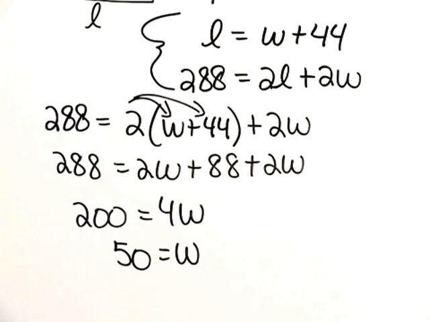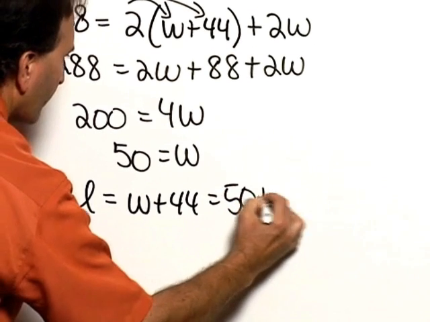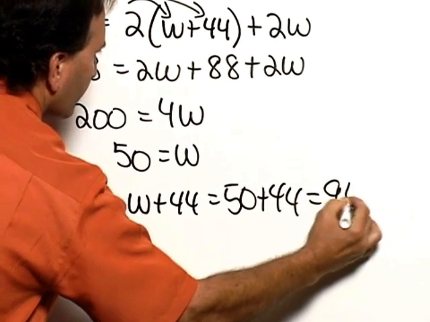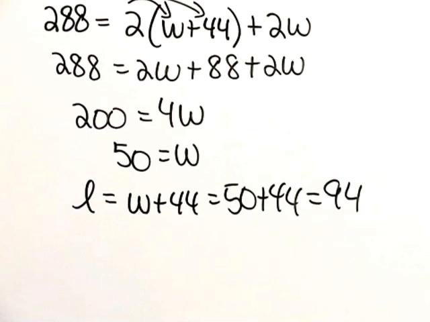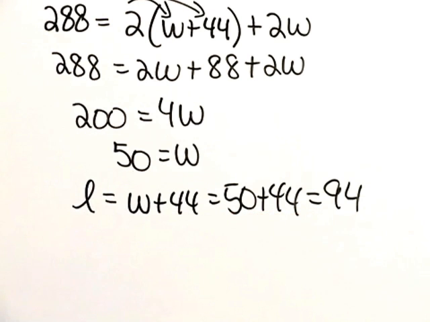So now that we know W is equal to 50, we substitute that back into the equation. L equals W plus 44, so 50 plus 44 gives us a length of 94. Of course, now we check that answer. If we have a width of 50 and a length of 94, the perimeter does in fact work out to be 288 feet, and therefore we know it checks, which is the fourth step in the process.